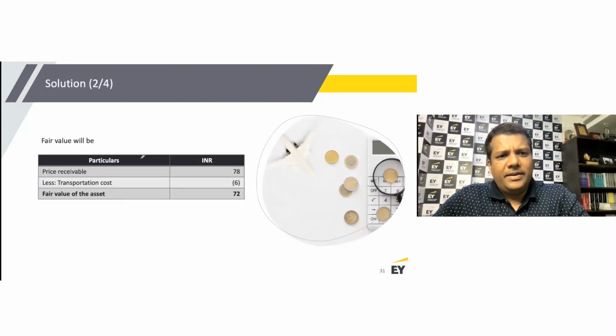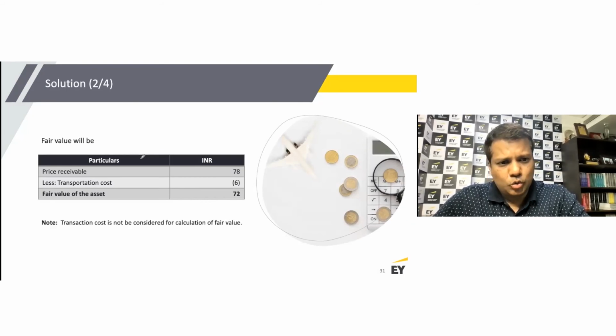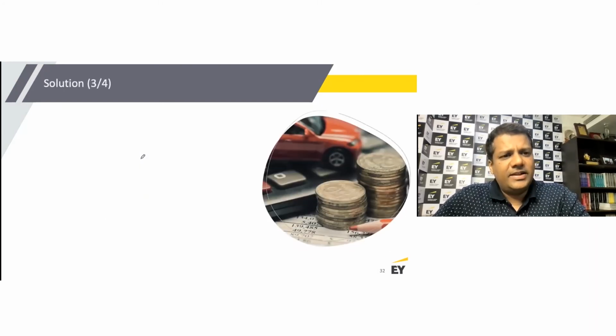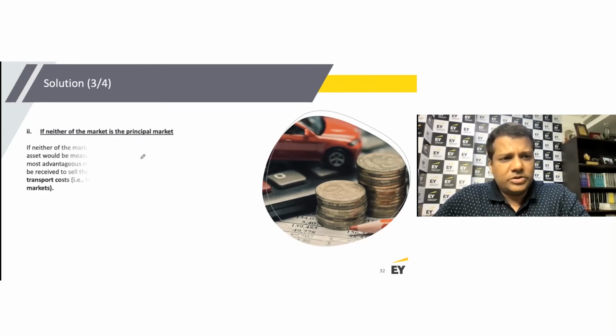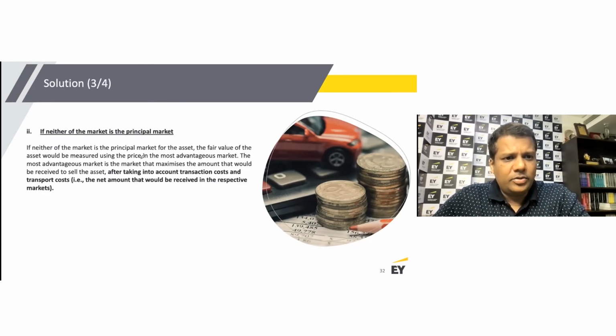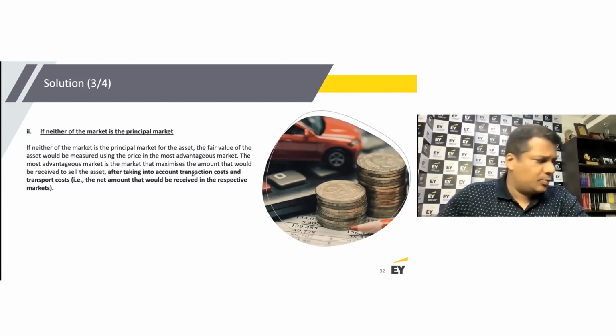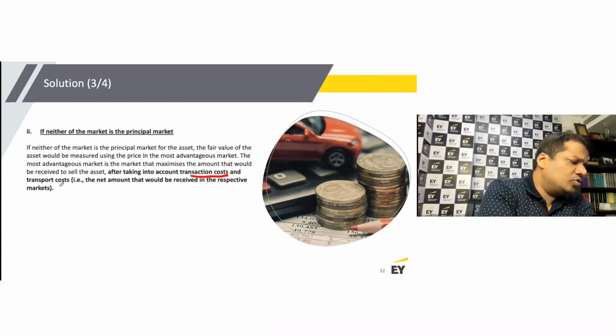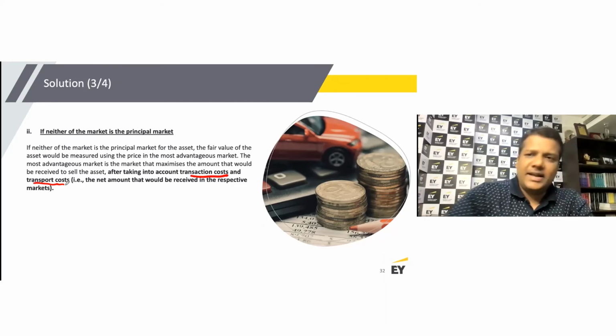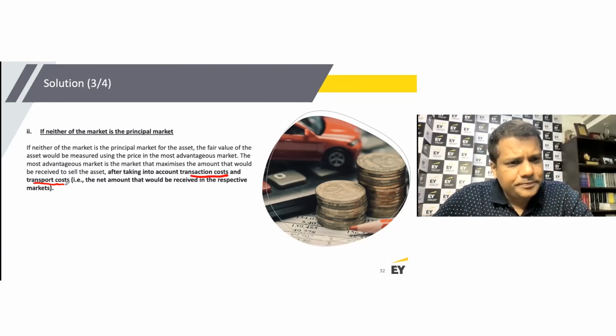Fair value will be price receivable 78 minus 6, which is 72, right? Transaction cost is not to be considered. If, let's say, none of the markets is a principal market, then I need to determine the most advantageous market, and to determine the most advantageous market, I need to reduce the transaction cost and the transport cost, right? I need to reduce both the transaction cost and transport cost.